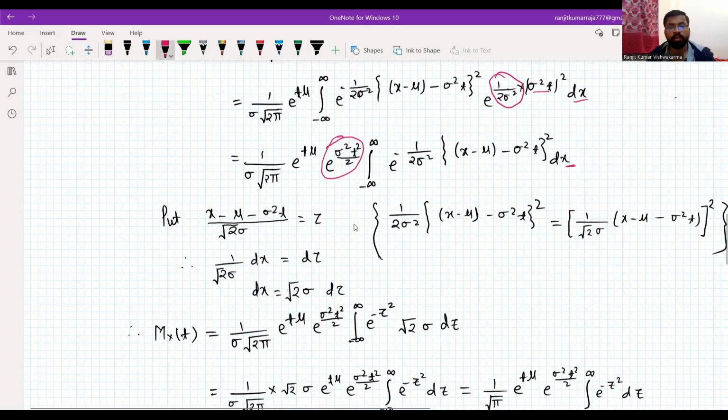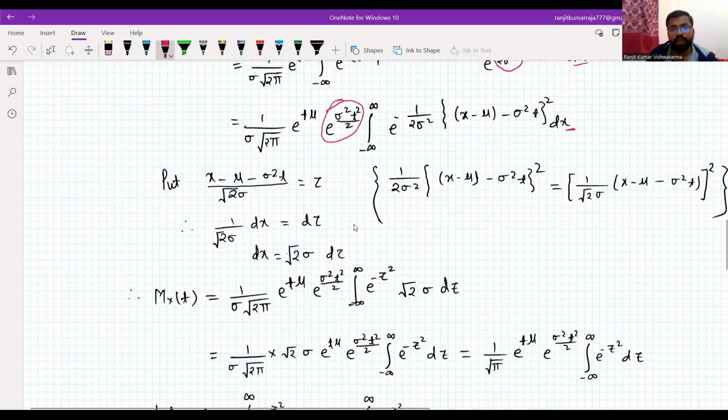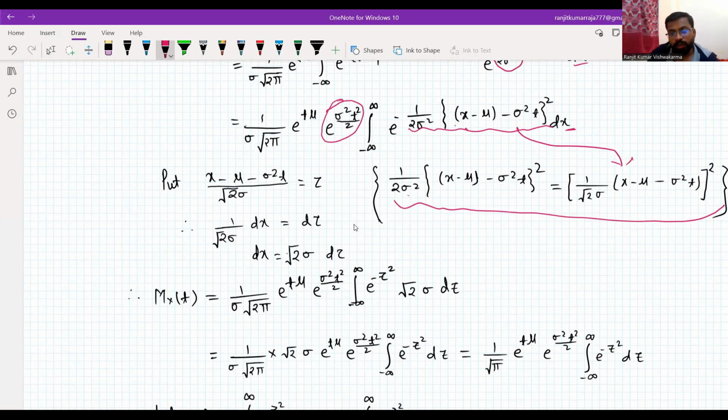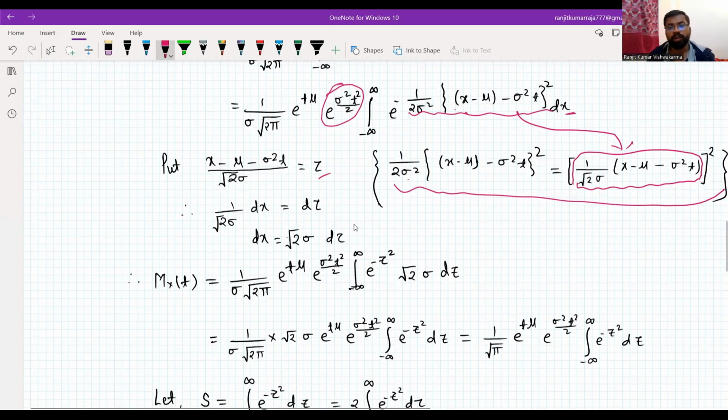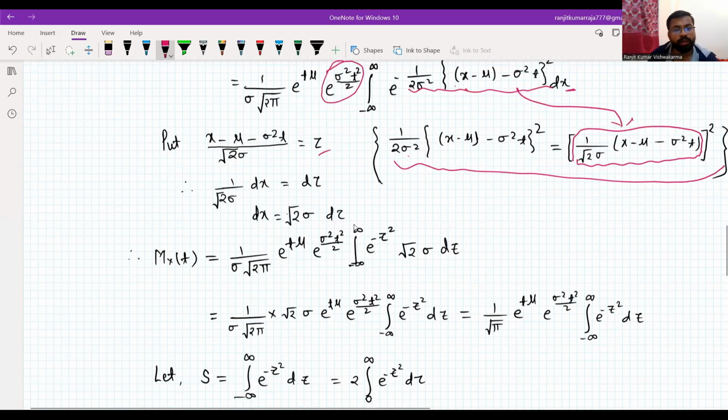Now after this I'm taking these terms; first I have solved here, you can see. So we can write this term into this term. From here I'm taking this whole term as a variable, that is z. After this, differentiating both sides, 1 by root 2 sigma dx equals dz, and dx equals root 2 sigma dz.